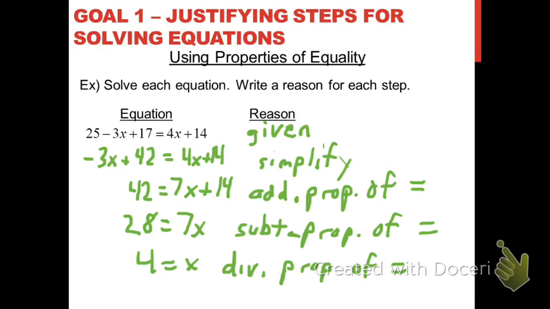I didn't get to illustrate the use of the substitution property within a problem. We'll get to do that within the next lesson. Hopefully this will all make sense, though.